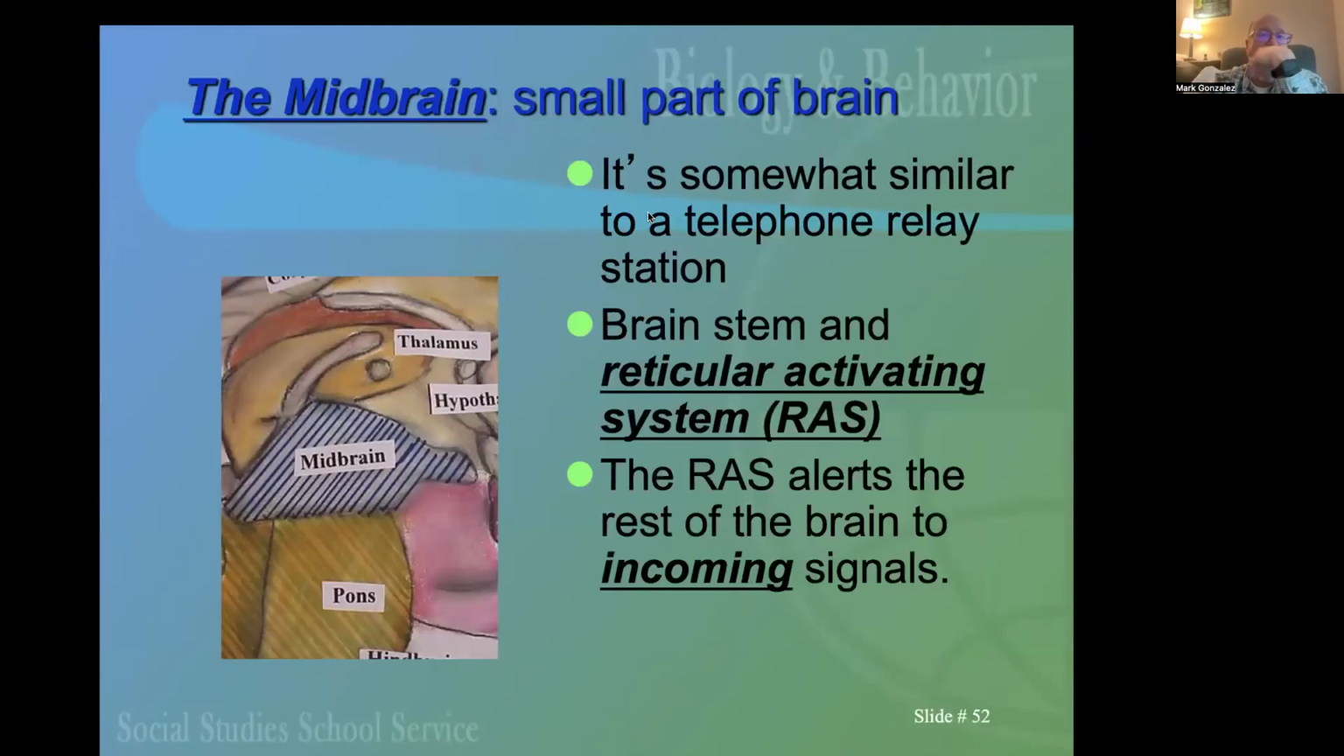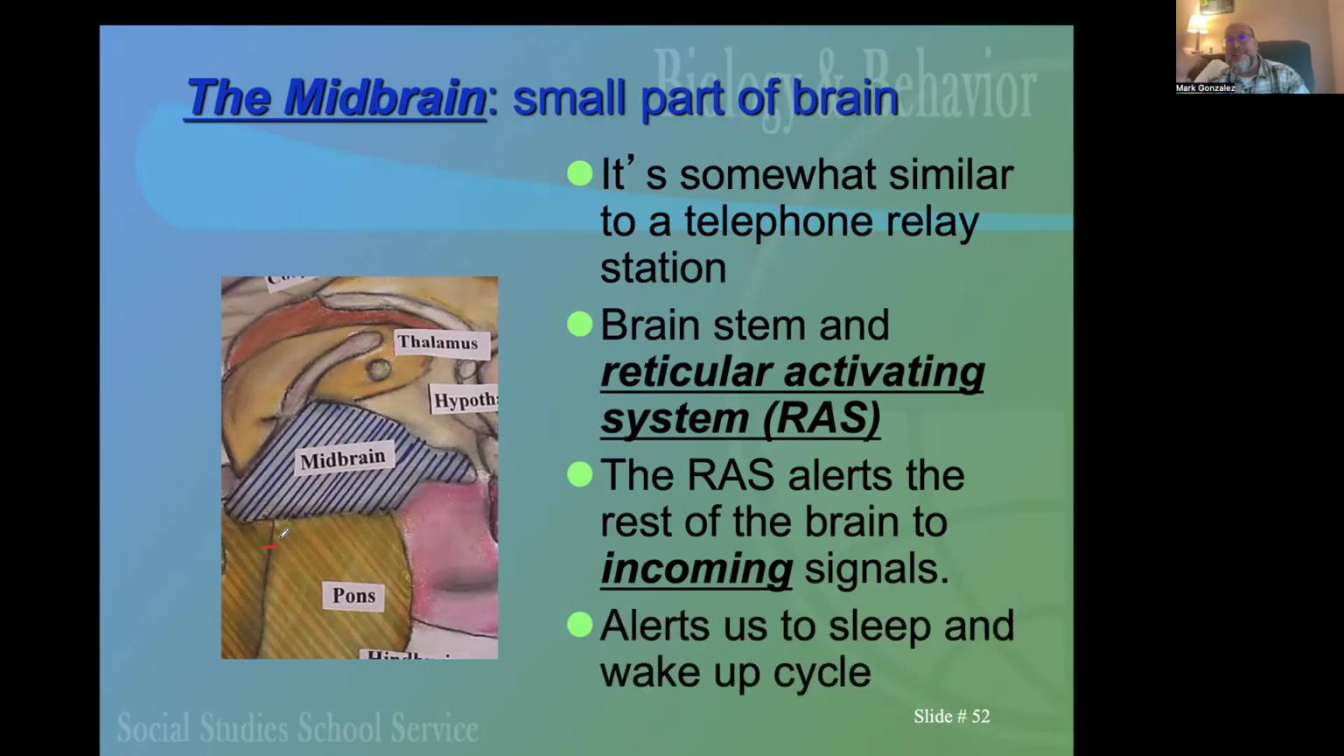There's another part of the brain, a very small part, deep inside the brain itself, right? It's kind of like a telephone relay station almost. It's where our brain stem is exactly. There's something in there called the reticular activating system or RAS, that alerts the rest of the brain to incoming signals. And it also would help that part speak to the other parts of the brain to process it, which I found is very interesting as well.